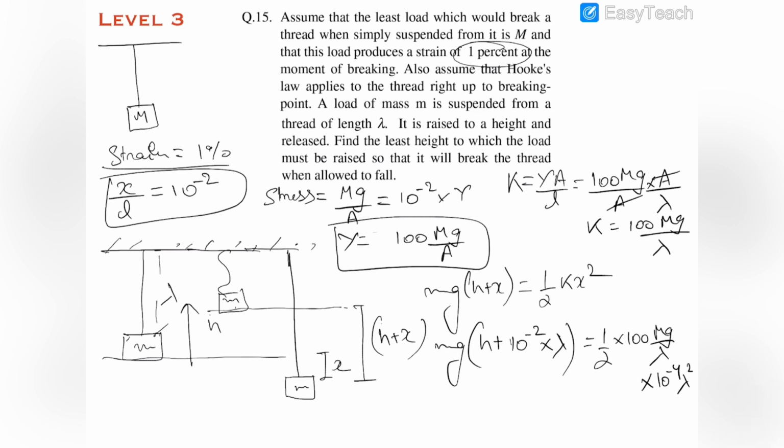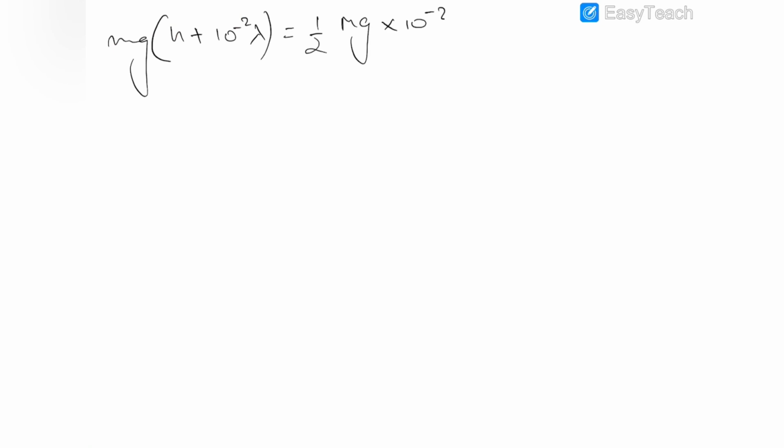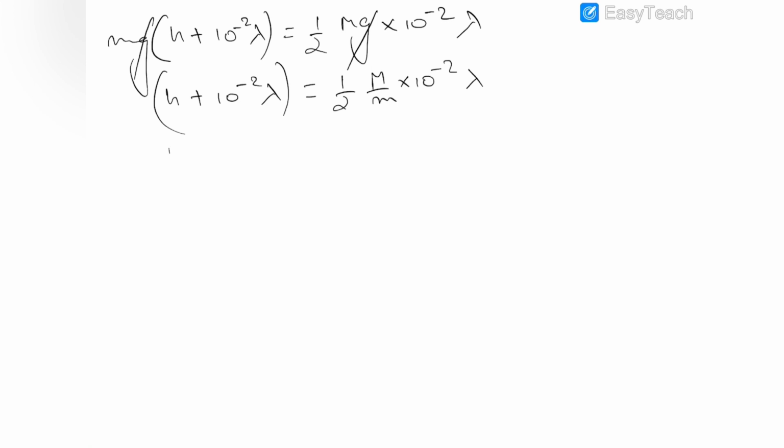Now I am writing it on the next page. Now the equation is mg into (h plus 10 raised to power minus 2 lambda) is equal to half mg into, cancelling lambda with lambda, and 10 raised to power minus 4 with 10 raised to power minus 2, it would be 10 raised to power minus 2 lambda in this case. Cancelling g with g, h plus 10 raised to power minus 2 lambda is equal to half m by m into 10 raised to power minus 2 lambda. So h will be equal to 10 raised to power minus 2 lambda, which is common, into (m by 2m minus 1).